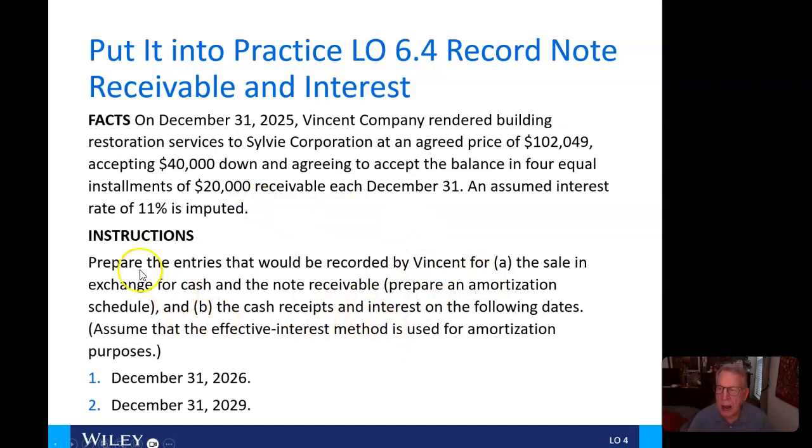Now we're going to prepare the entries that would be recorded by Vincent for Alpha, the sale in exchange for cash and the notes receivable, prepare an amortization table, and Bravo, the cash receipts and interest on the following dates. They're going to assume that the effective interest method is going to be used for amortization purposes, both on December 31st, 2026 and December 31st, 2029.